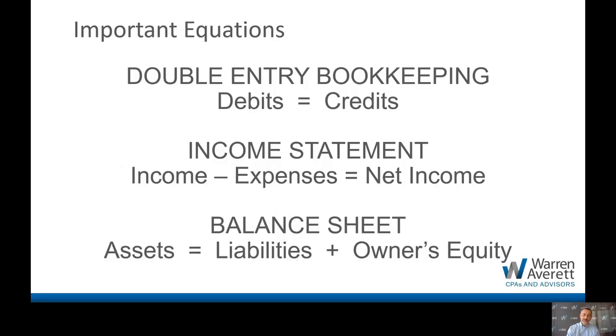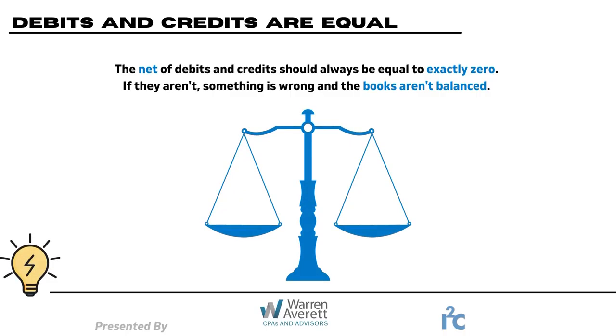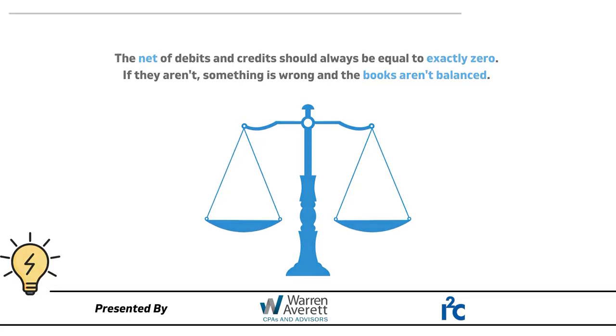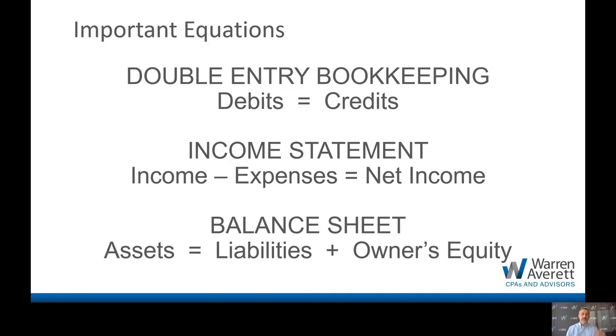So very briefly, let's go back over a couple of very important equations, three very important equations. One is that the basis and the premise for all of this is double entry bookkeeping. That is, debits equal credits, and it's a zero-sum game. If the net of debits and credits is not zero, we've done something wrong and the books are not balanced. So know that when we talk about double entry bookkeeping, every single transaction has two entries, one that's a debit and one that's a credit.